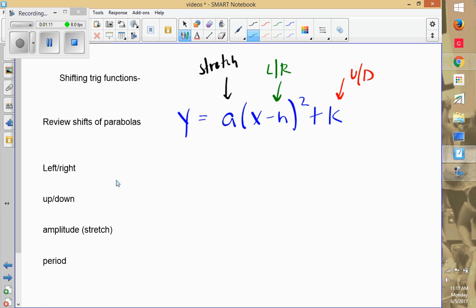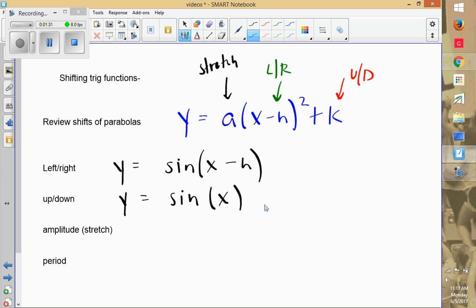Will shift the same. So if I have the sine of x and I want to shift this left or right, it's going to be a minus h in parentheses with the x. So it's going to shift the same way. If I want to shift up and down, I have the sine of x, I'm going to have a plus k at the end. That's going to be up or down as well.